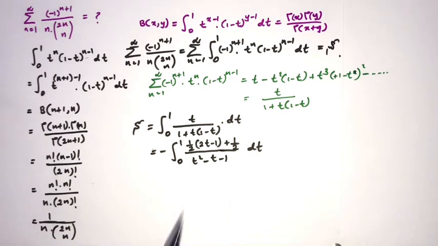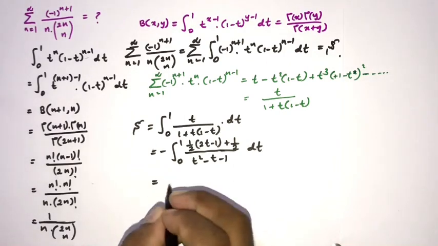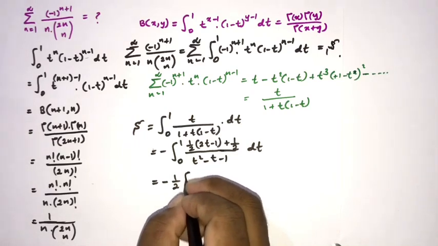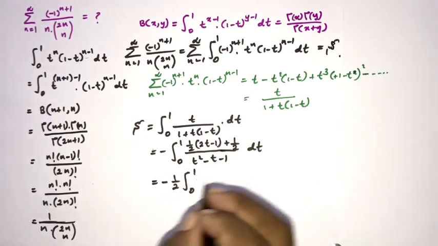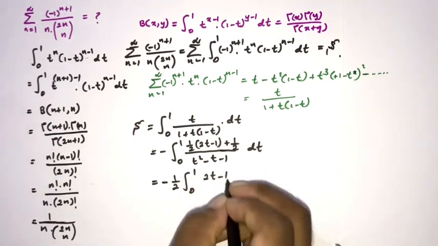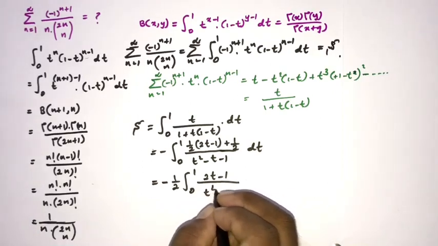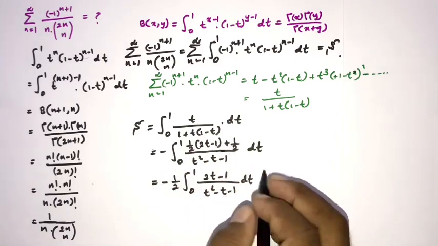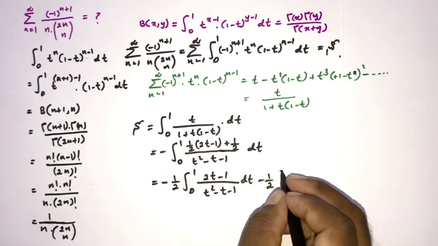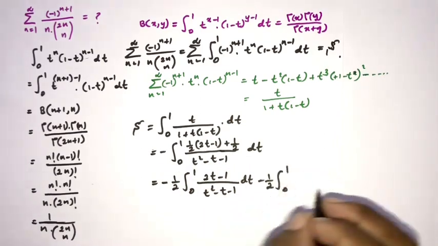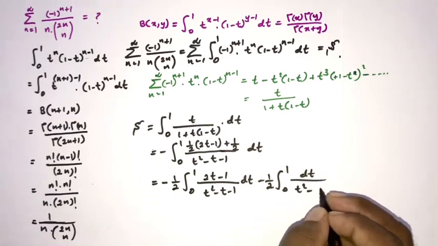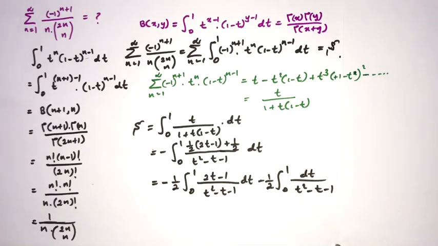Now we can split this integral into two different integrals. Minus 1 half is a constant, so we can write minus 1 half integral from 0 to 1 of (2t minus 1) over (t squared minus t minus 1) dt, then again minus 1 half integral from 0 to 1 of dt over (t squared minus t minus 1).